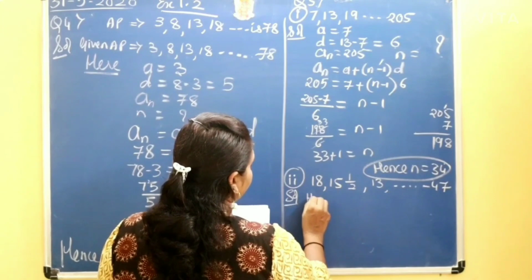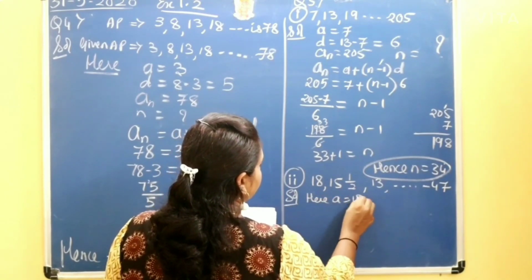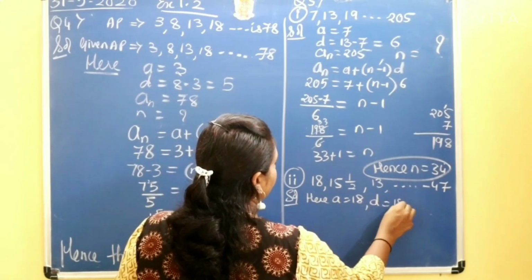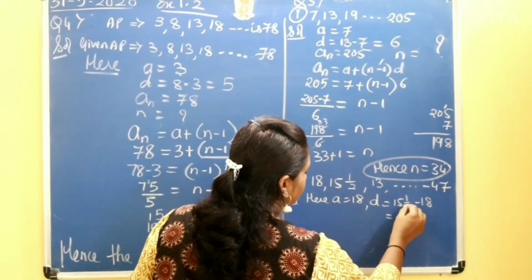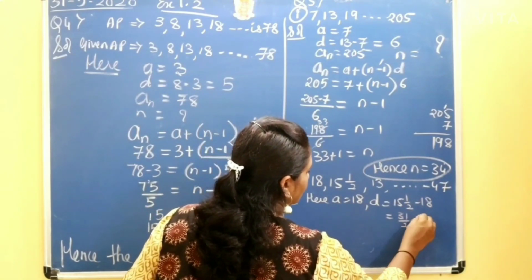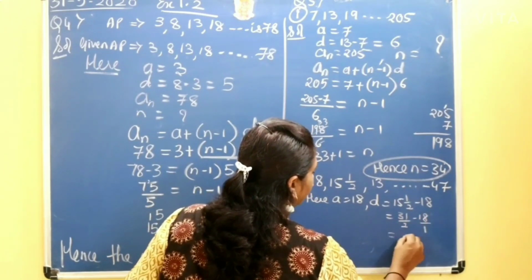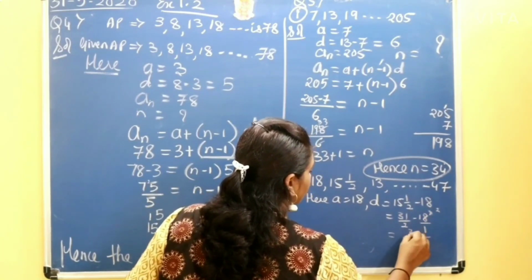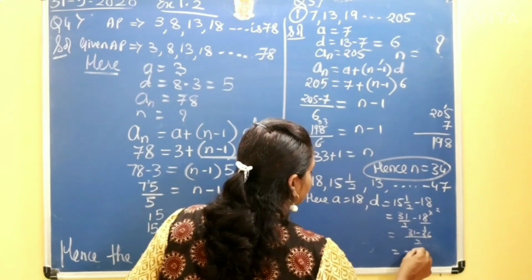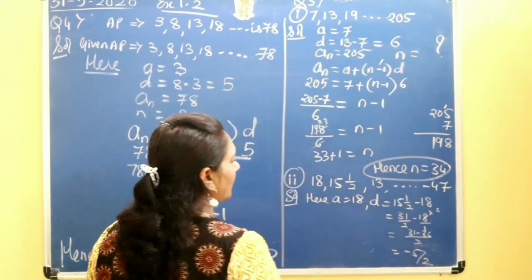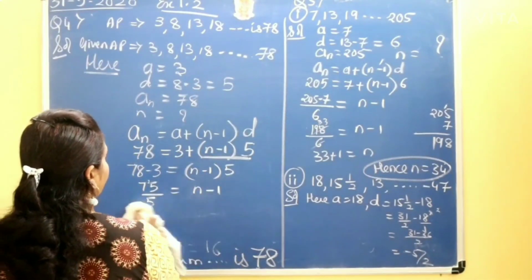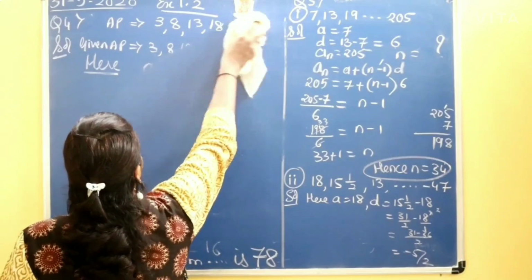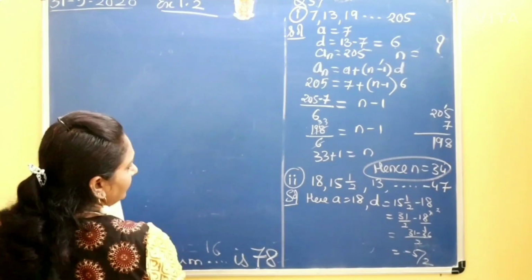So here you have A is equal to 18, D is equal to 15 1 by 2 minus 18. So this is 31 by 2 minus 18 by 1. 31 minus 36 equal to minus 5 by 2. You have A is equal to 18 and D is equal to minus 5 by 2.